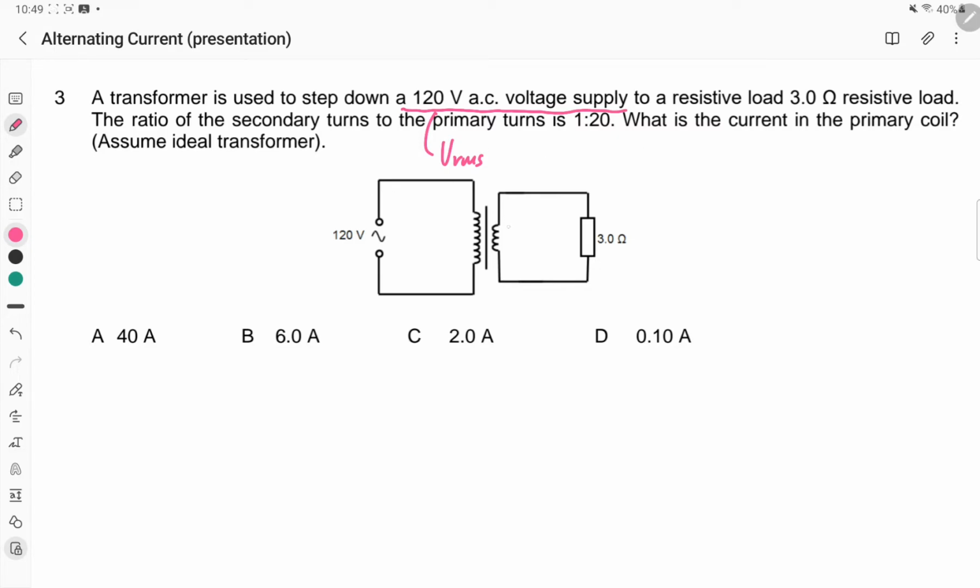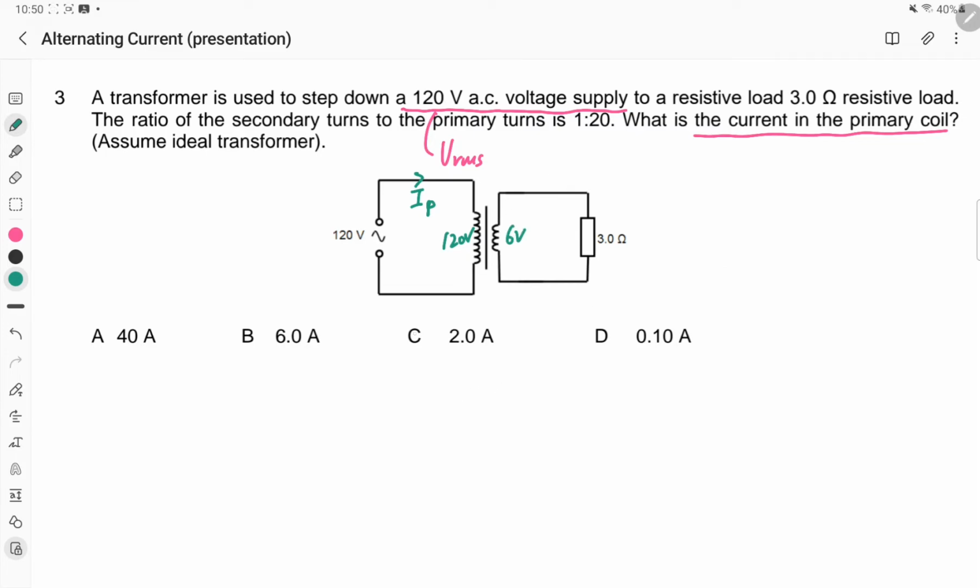This is connected to a transformer, which steps it down, and then to a 3 ohm resistor. We are supposed to find the current in the primary coil. There are many ways to do this. One of the ways is to see that when you step down this voltage, you have 120 volt here. Step down 20 times, so you get 6 volt.